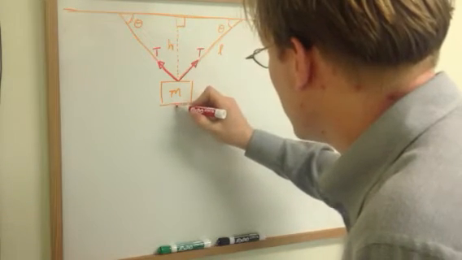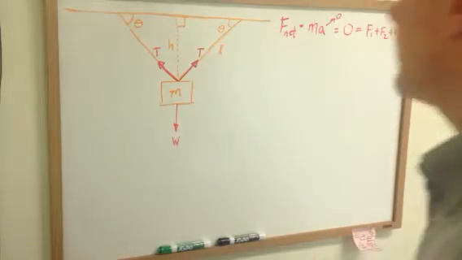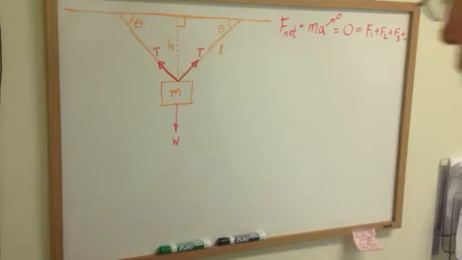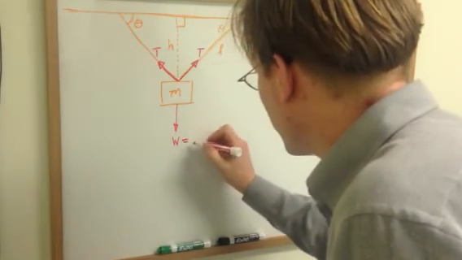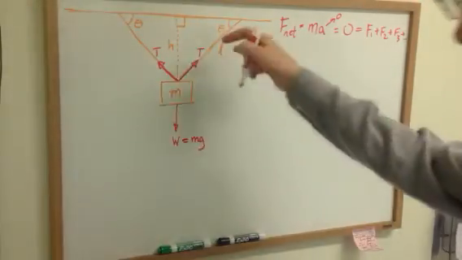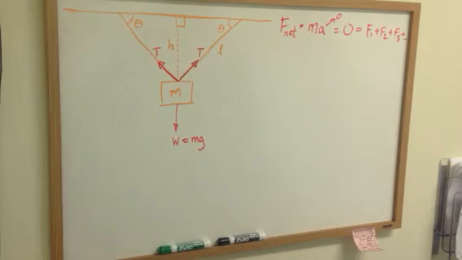And we should almost never neglect gravity. The force due to gravity is an object's weight, and it's because of the acceleration due to gravity, mg. Now that's going to be downwards. The tensions are pulling upwards.